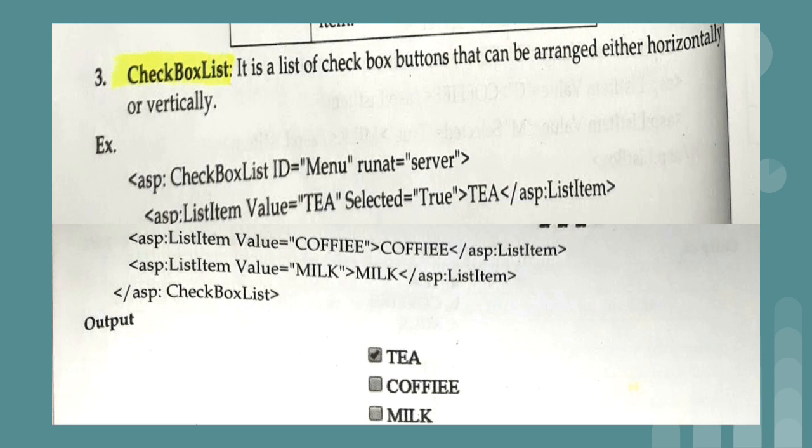Just keep one thing in your mind: always have a separate value for each and every item, because if we consider the same value for items, it will create ambiguity about which specific element we have selected from the checkbox list. So it will create confusion. So you can have the text tea, coffee, milk, and again the same text we have used as the value field. So this is one particular way with the help of which you can create a checkbox list.